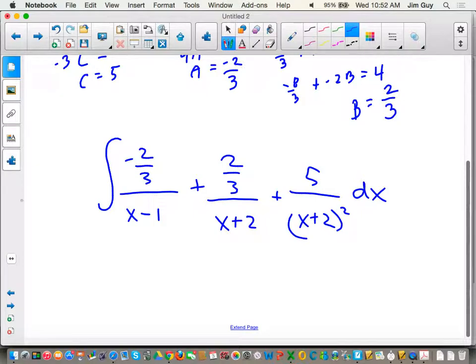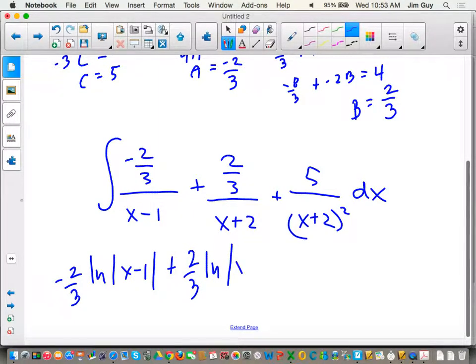A, B, and C. Go right down the line, use what you need. First one, use substitution. Negative 2/3 is the little brother. And you get the ln of the absolute value of x minus 1, positive 2/3 out front, ln of the absolute value of x plus 2.